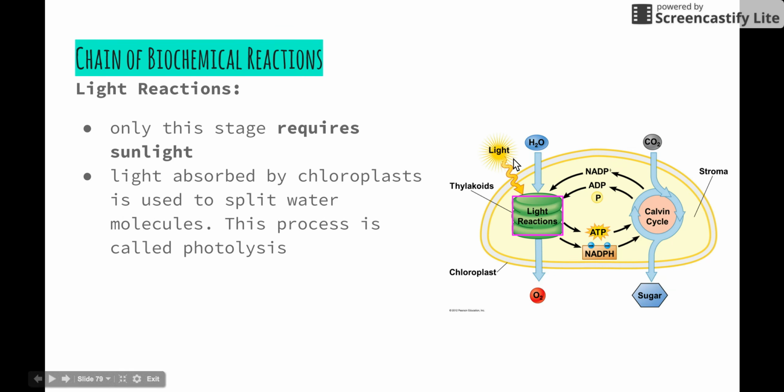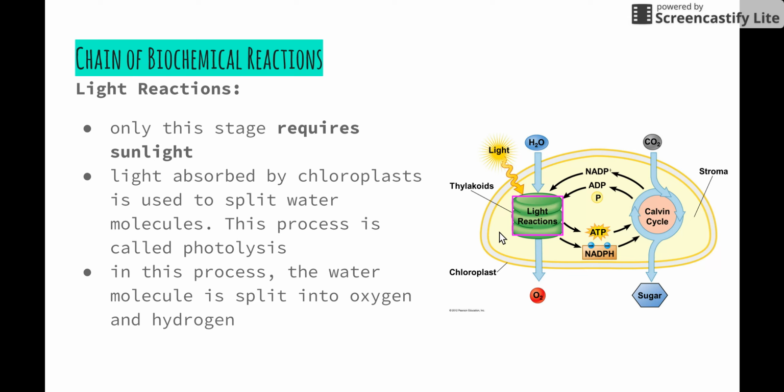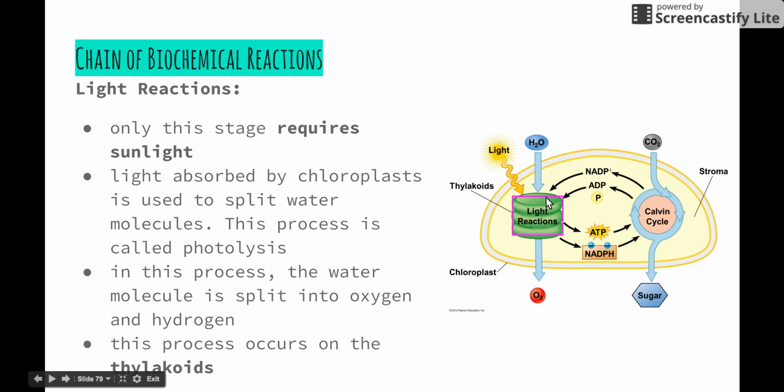So light is absorbed by the chloroplast and is used to split the water molecules in a process called photolysis. Okay, so it breaks the water molecule into its hydrogen and oxygen components. Okay, and then those are used in the other stage of photosynthesis in the light independent reactions. This process occurs in these stacks of membranes called thylakoids, which are inside the chloroplast of the plant cells.